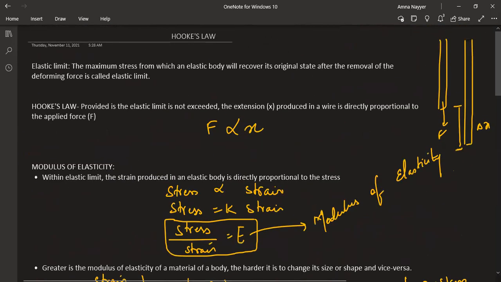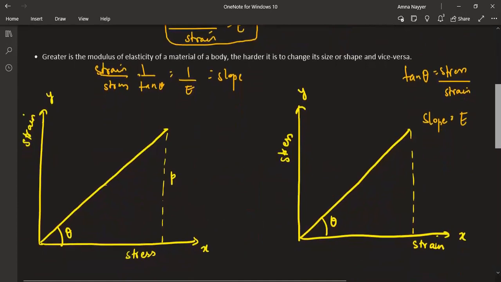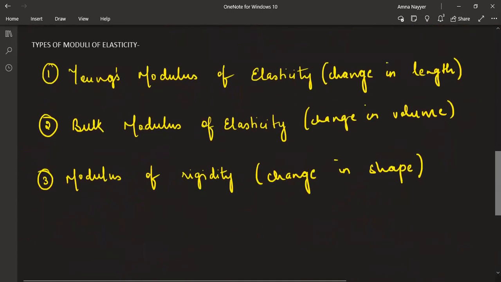So I'm again repeating. Hooke's law says if the elastic limit is not exceeded, then the force produced is directly proportional to extension, or you can say stress is directly proportional to strain. The constant which you obtain is known as modulus of elasticity, which is of 3 types. If there's a change in length, you say Young's modulus of elasticity. If there's a change in volume, you call it bulk modulus of elasticity. And if there's a change in shape, you say modulus of rigidity.